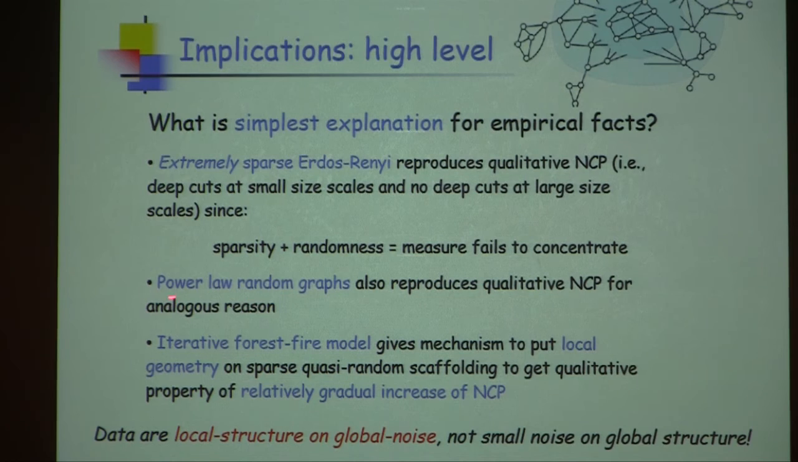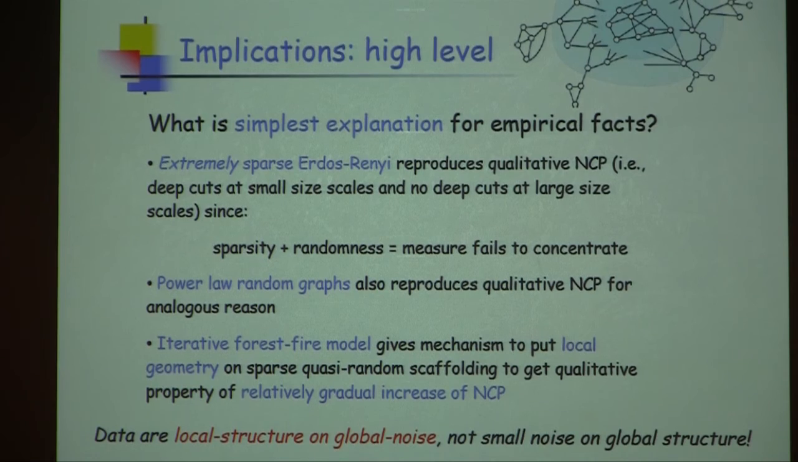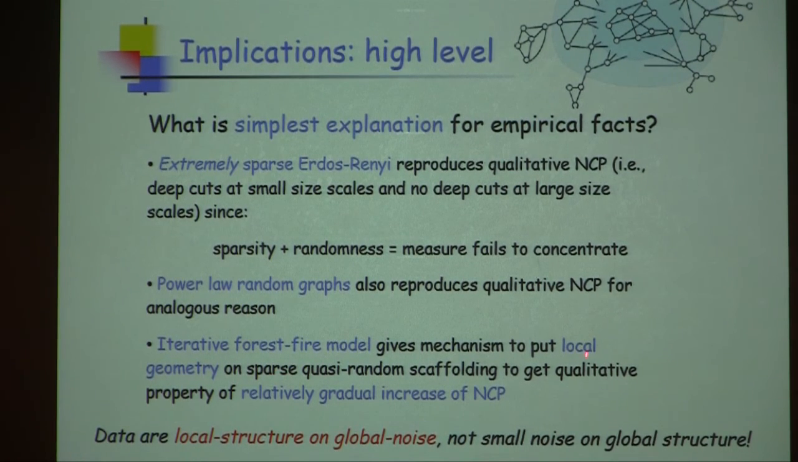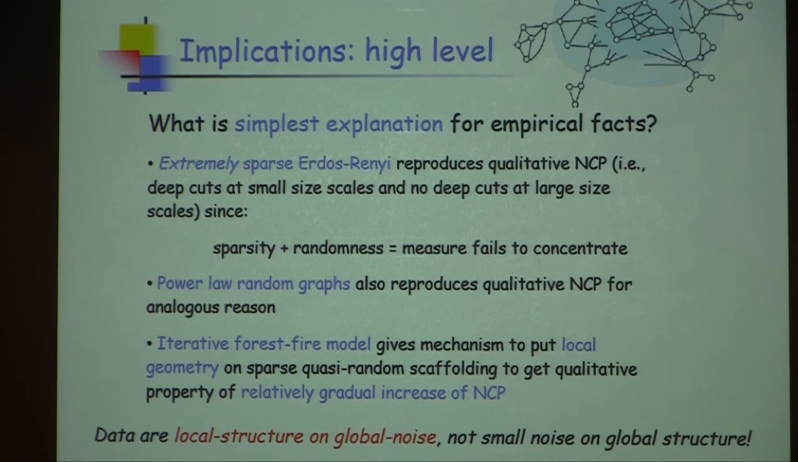Measure fails to concentrate. And so power law graphs are just one way to do that. The extreme degree of variability means that you don't get to that concentration. And the iterative forest fire model I mentioned earlier gives you a way to put a little bit more local structure on top of that. So you should really think of the data as a little local pocket of structure on top of global noise. It's not SVD or PCA, so global low-dimensional space with a bit of noise. It's a pocket of something here that may be a local version of spectral, and a pocket of something over here. And this pocket gets worse and worse as you get larger and larger. It embeds less well in 2, 3, 4, 5, 10 dimensions to such an extent that at some point it's almost meaningless to talk about that.